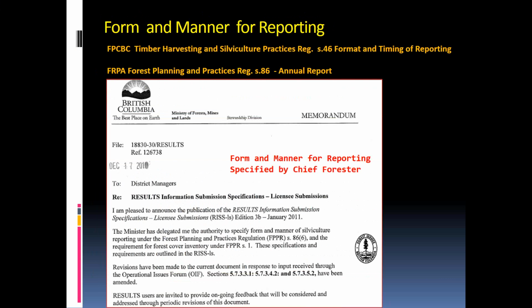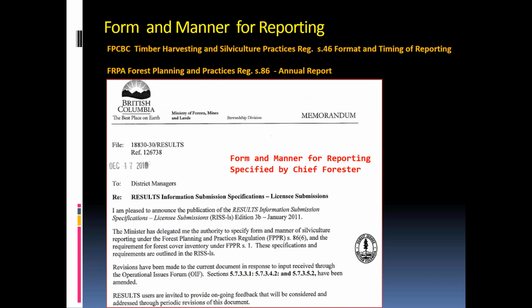So the key here is for RESULTS. In order to translate the legislative requirement into something a little bit more structured, there's a provision in the legislation to allow the chief forester to specify the form and manner of reporting. And what we've done now is that we've published a document called the Results Information Submission Specifications. There's a licensee edition, another one for woodlot holders, and another one for government-funded areas.